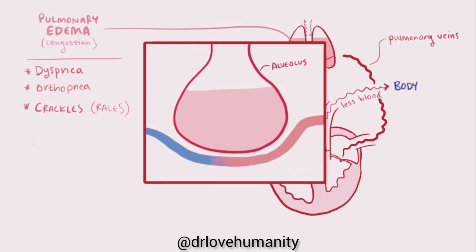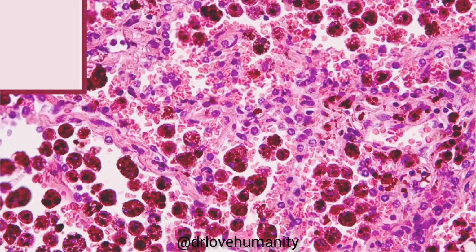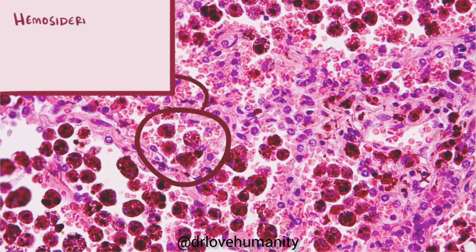If enough fluid fills some of these capillaries in the lungs, they can actually rupture, leaking blood into the alveoli. Alveolar macrophages then eat up these red blood cells, which causes them to take on a brownish color from iron buildup. And then they're called hemosiderin-laden macrophages, also known as heart failure cells.